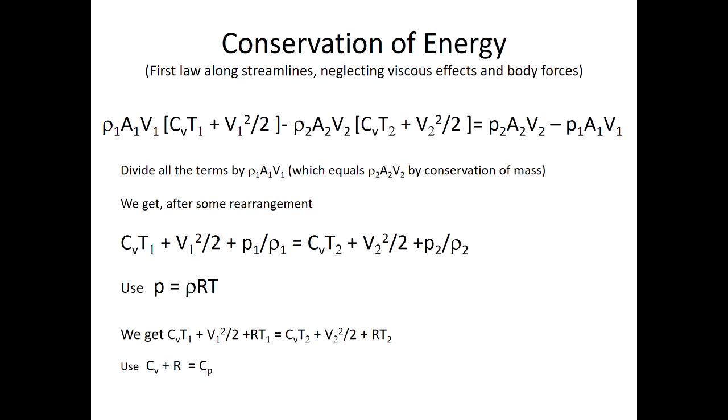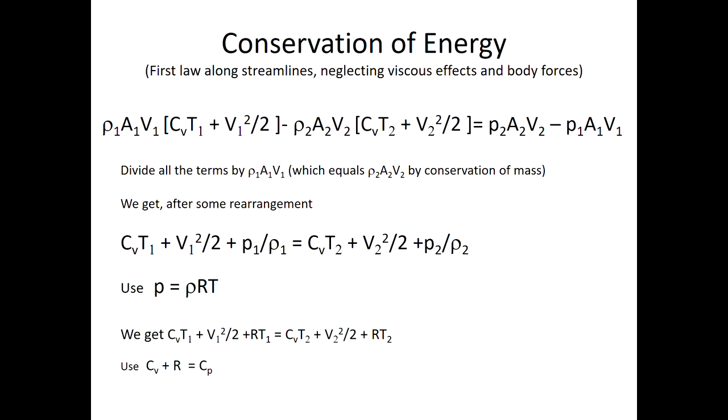Now we can divide through by rho 1 A1 V1. This is the same as rho 2 A2 V2. Therefore, rho 1 A1 V1 and rho 2 A2 V2 will cancel from the left side. On the right-hand side, you get P2 over rho 2 minus P1 over rho 1. So take P1 over rho 1 to the left side, keep P2 over rho 2 on the right-hand side, bring subscript 1 terms to one side and subscript 2 terms to the other side, and you get a nice algebraic equation. Now P over rho is RT, therefore P1 over rho 1 is R times T1, and P2 over rho 2 is R times T2. So this is the conservation of energy.